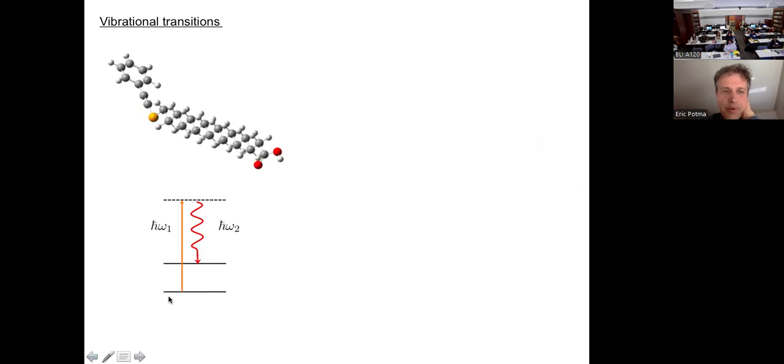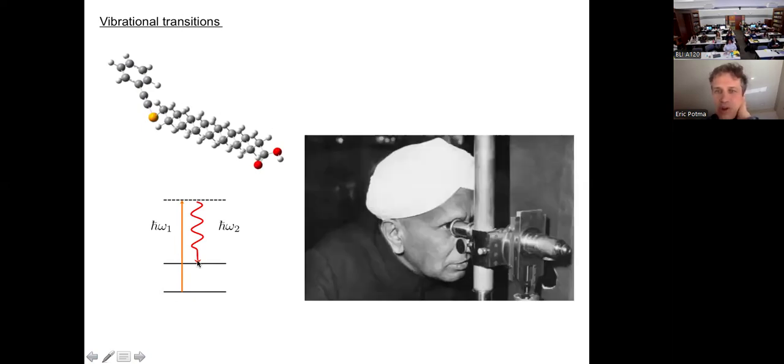You go up with one photon, and then you wait for the photon to fall back to your vibrational state. This is an indirect transition, and that's the so-called Raman transition, named after this person, C.V. Raman, who discovered this effect in the 1920s.